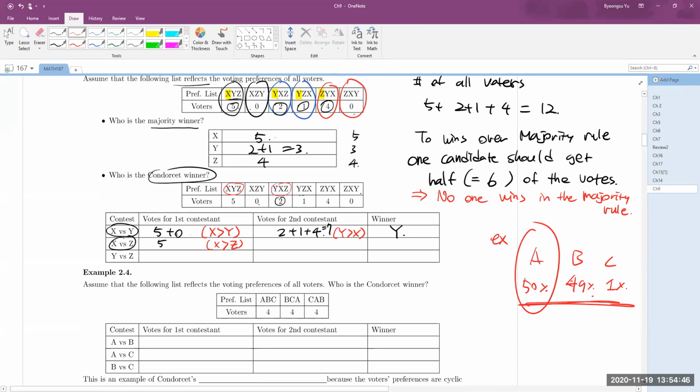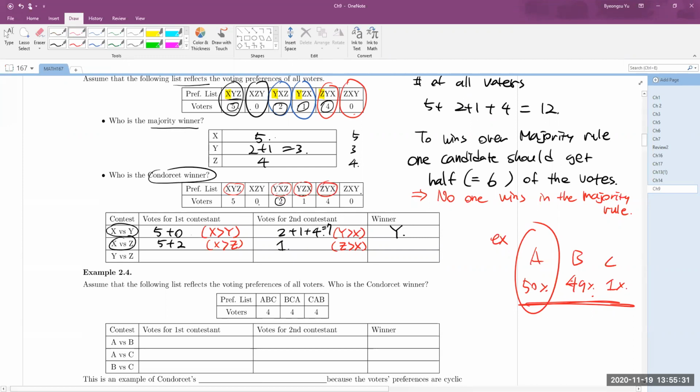And also case YXG, because XGY has no voters, so we don't need to care about that. But in case of YXG, voters who have preference list YXG still think that X is better than G, right? So you need to add these 2 voters to X is greater than G. And in case of YGX, the voter in this YGX thinks that G is better than X. So you need to count this 1 voter on the second line, who thinks that G is better than X.